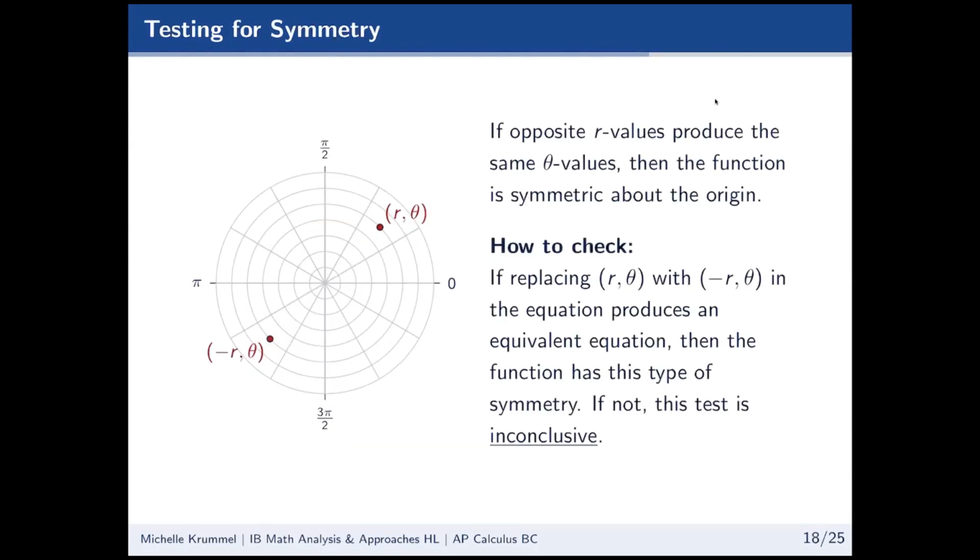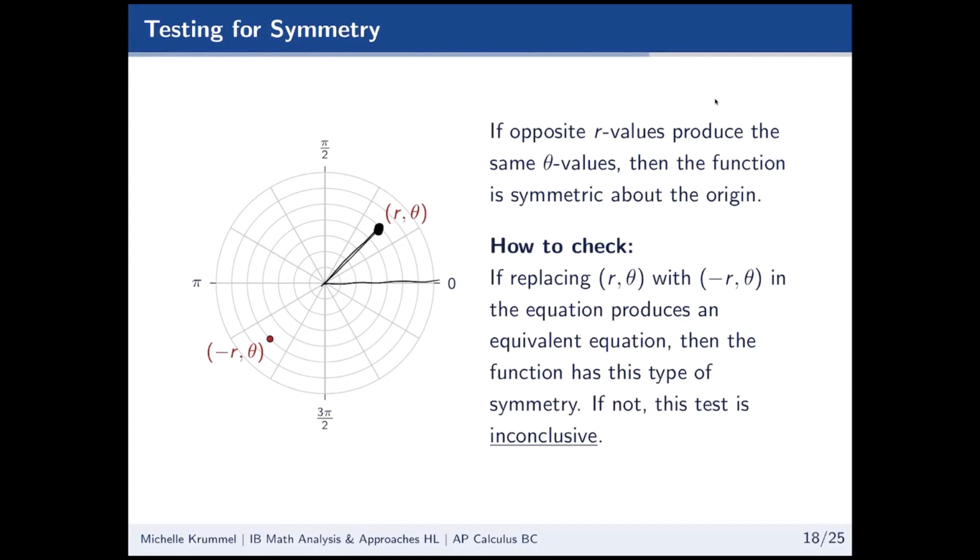Okay, one more type of symmetry we're going to look at. With this type of symmetry, we have opposite r values corresponding to the same theta values. So for this first point in the first quadrant, here's our angle theta. We're going forward r to take us to this point.